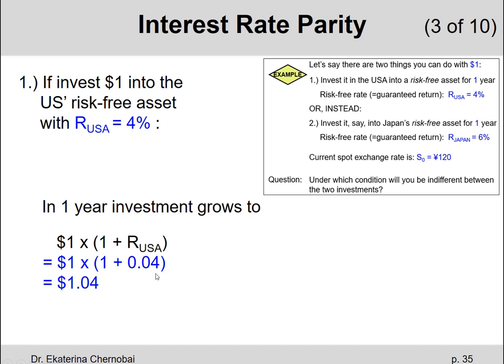You could also do it in the financial calculator, where $1 would be your PV, changed to a negative number, N would be 1 because we want to find the value after 1 year. I/Y would be the return. You would put 4, and you would be computing FV. And the calculator will give you 1.04 as the answer. So that's how much you will have after 1 year from today's $1 if this $1 is invested domestically into the risk-free asset that brings a guaranteed 4% return.